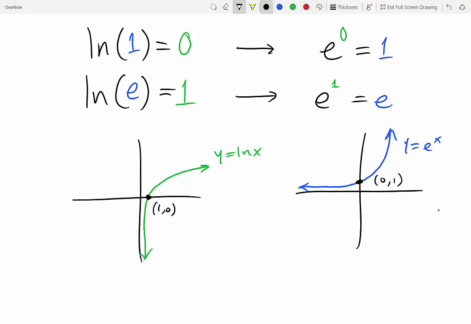In addition, if I ask you to plug in 1 into the function for e to the x, you get this point here at a height of e. So what does that mean about the natural log of e? Well, if I were to pick this location and calculate that point, if I asked you what are the coordinates of that point, that would be e, 1.